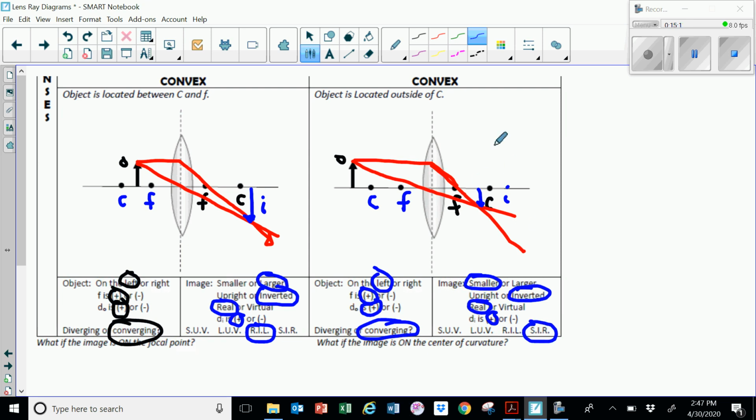So based on this graphical method, I'm able to actually predict where the images will be located. I know this is kind of difficult and kind of hard to follow, but at least it gives you an idea how you can look at a lens and how you can predict where to find the image.